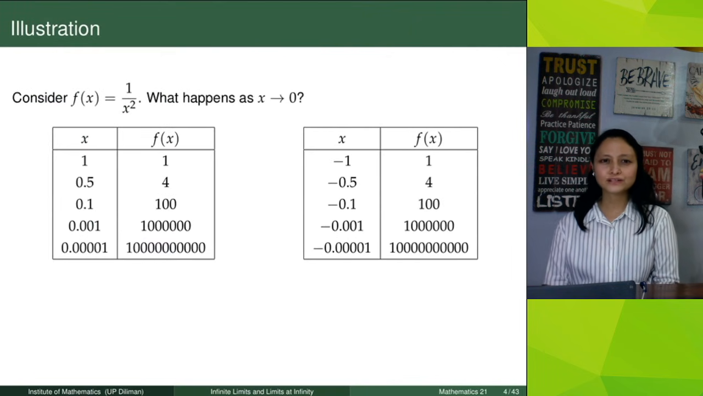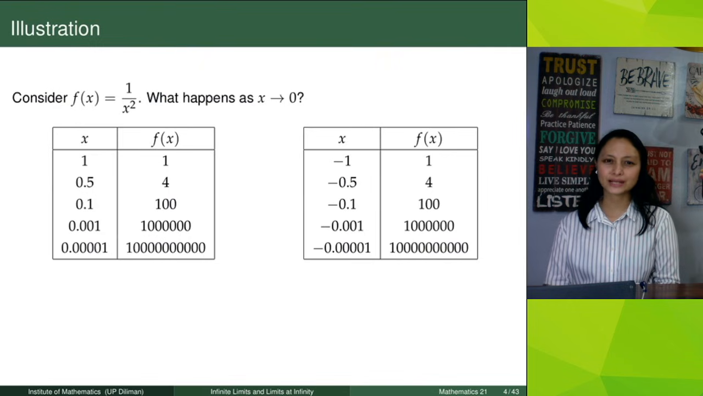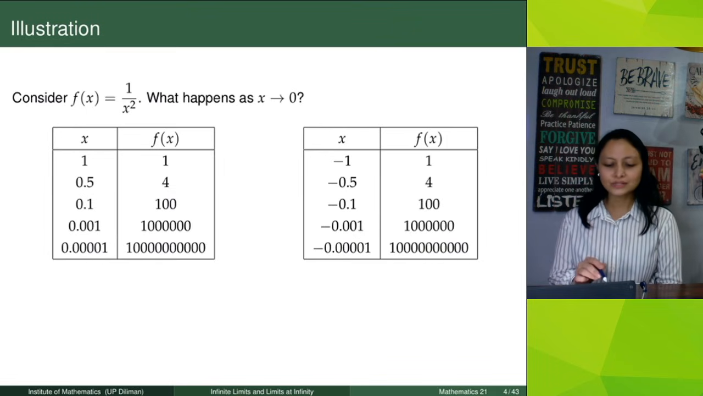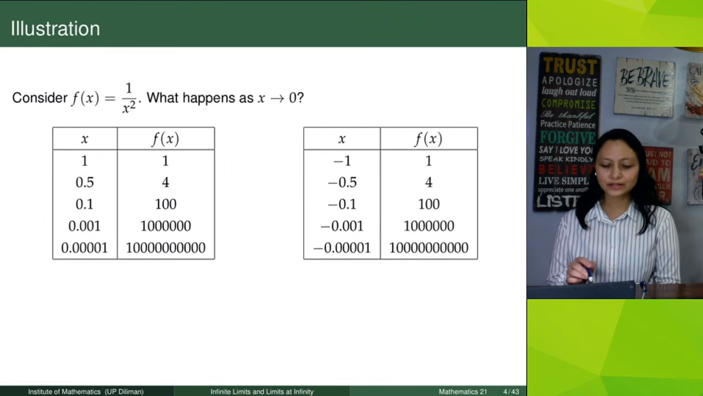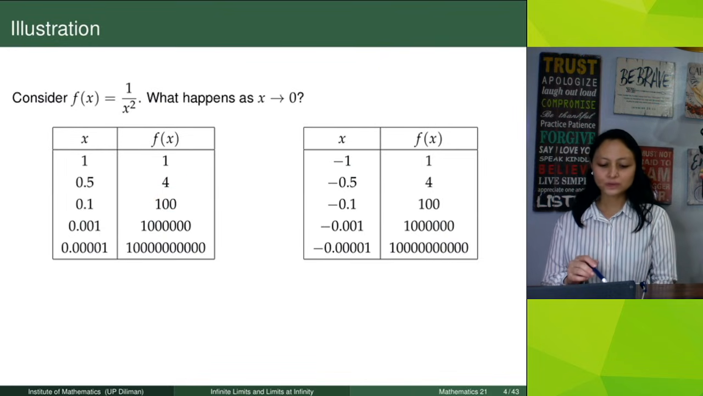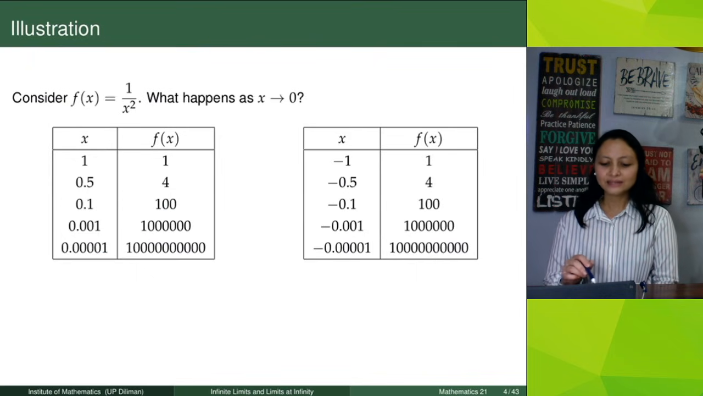Let's consider the function f of x equal to 1 over x squared. So what happens if x approaches 0? Suppose x is 1, f of x or f of 1 is equal to 1. If x is 0.5, f of 0.5, we have 1 over 0.5 squared, that's equal to 4. And so on. If x is 0.0001, then you get this value of f of x.